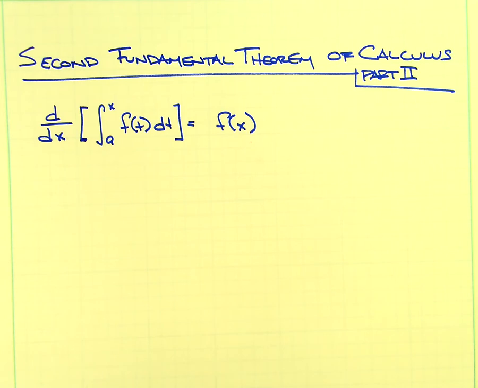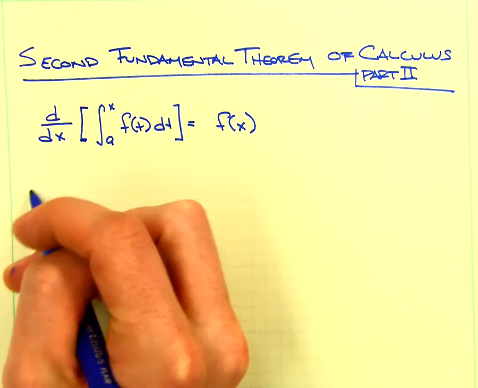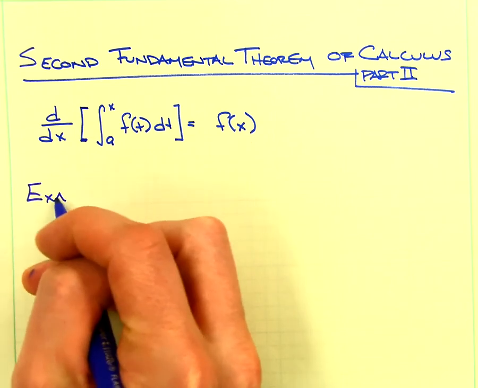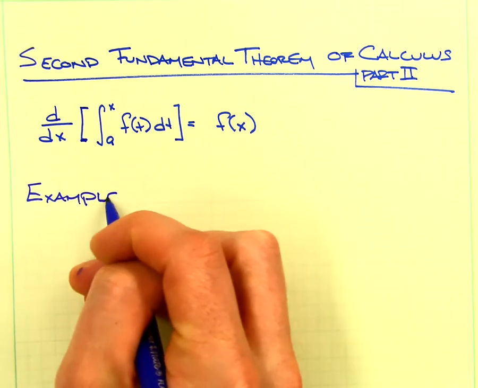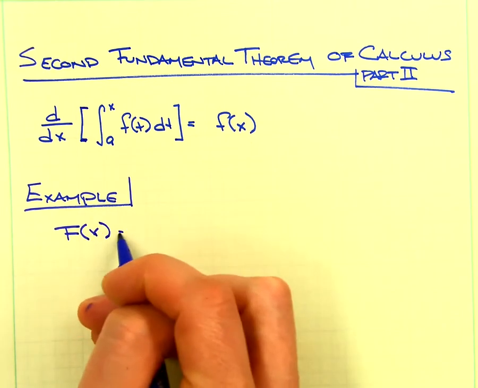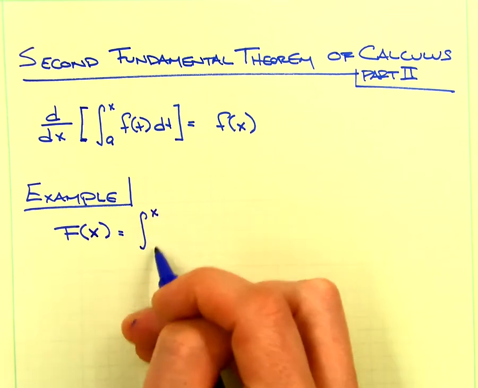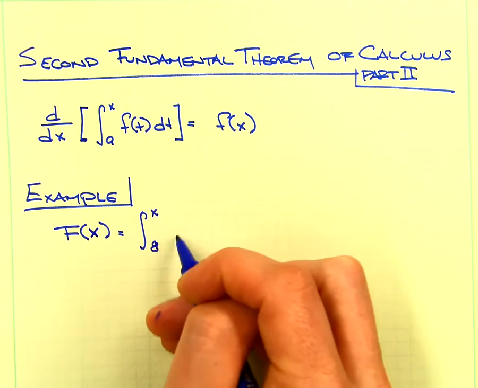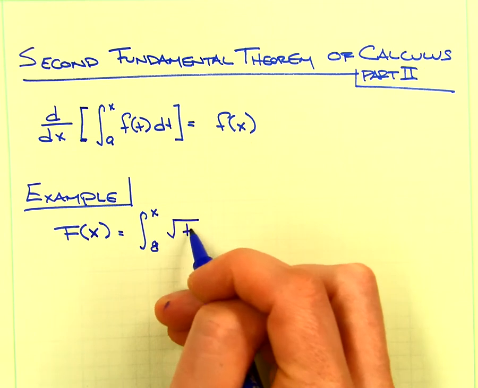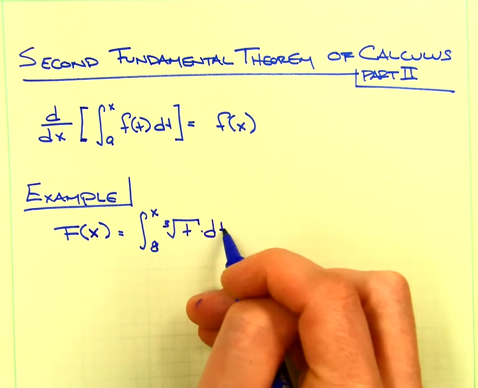Okay, so the first problem is going to be, say I've got a function capital F of x, and this is going to be equal to the integral from 8 to x of the cube root of t dt.